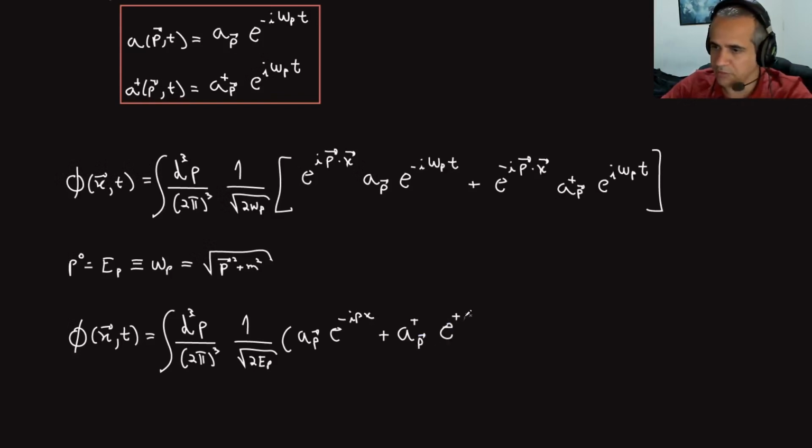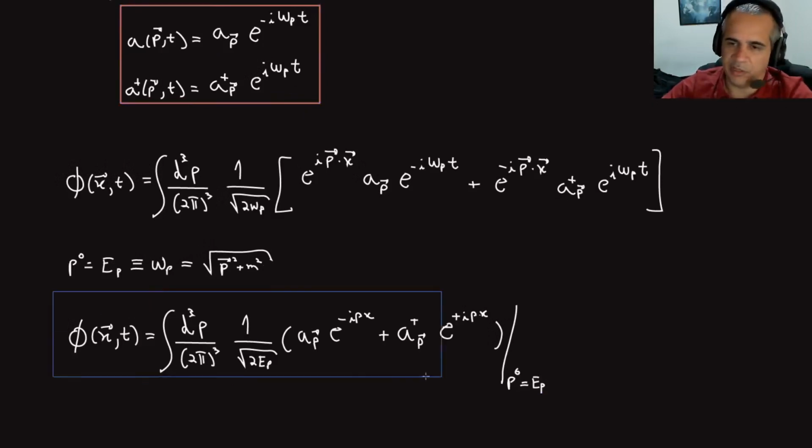exponential of plus IPX. Right? It's the opposite sign of that other exponential. Remembering with the provision that P0 is equal to EP, which then is omega P, or I'm just changing language a bit here, but it's the same variable.